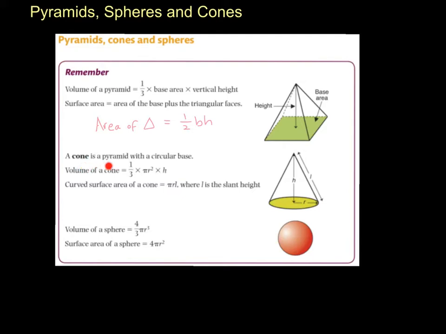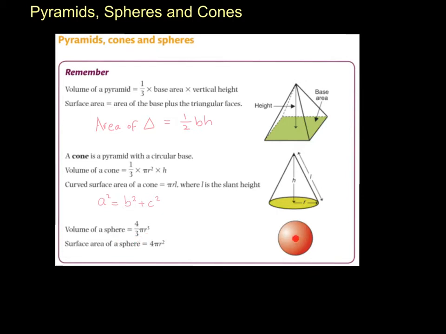Now a cone is a pyramid with a circular base. So it's the same formula really. It's going to be a third times the base, which is pi r squared, times the vertical height again. So it gives you the formula a third times pi r squared times h. Okay, now you can see those three sides there. To work out the slant height or the height, you may need some Pythagoras Theorem at some point.